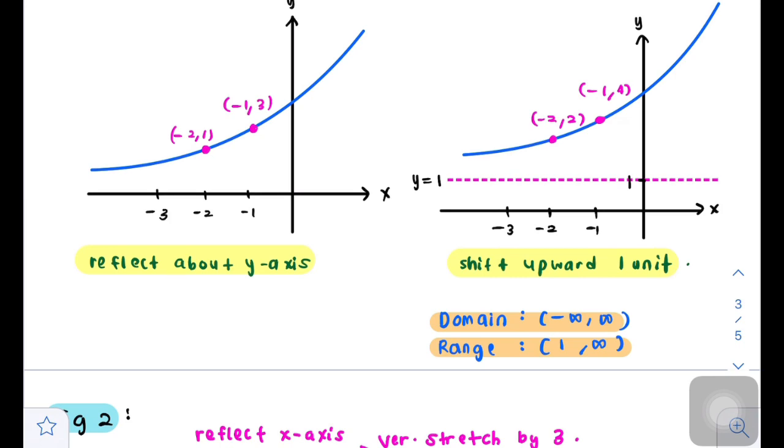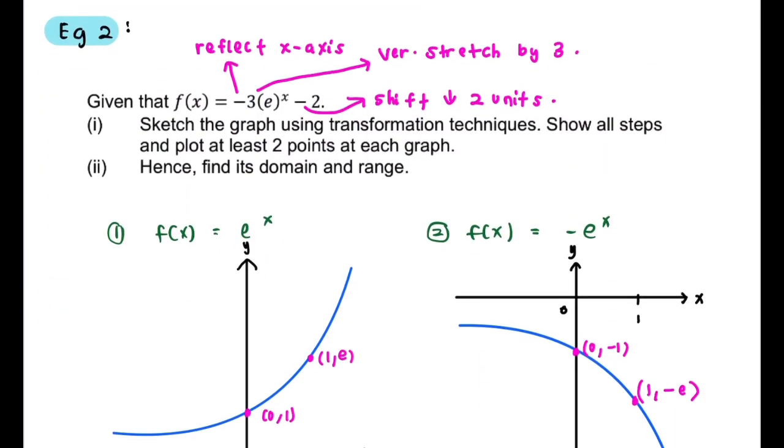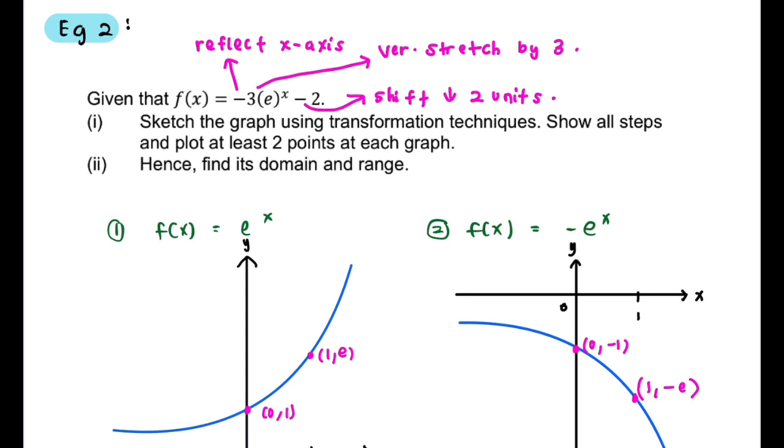Okay, first example settled. Second example. Let's say you have the question in your workbook also. The function given is negative 3e power of x, so if you have e here, meaning that you have the natural exponential function graph, minus 2. Sketch the graph using transformation techniques. Show all steps and plot at least 2 points at each graph.